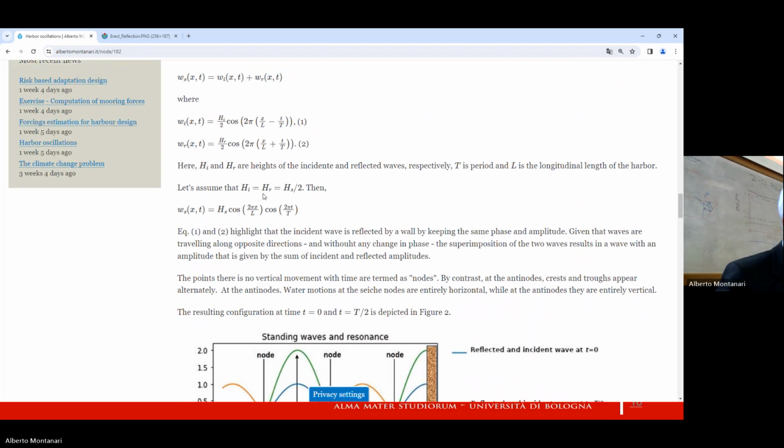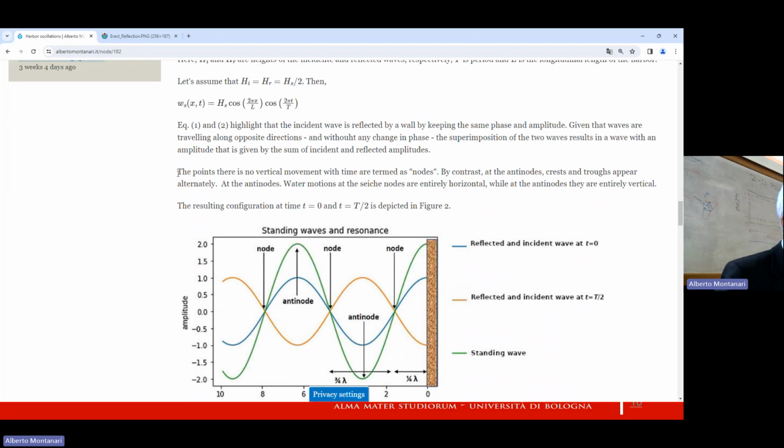And so you see that the points where there is no vertical movement with time are termed nodes. By contrast, at the antinodes that we define now, crest and through appear alternately. So basically, this is an antinode. Look at my mouse and also the arrow here. And this is another antinode.